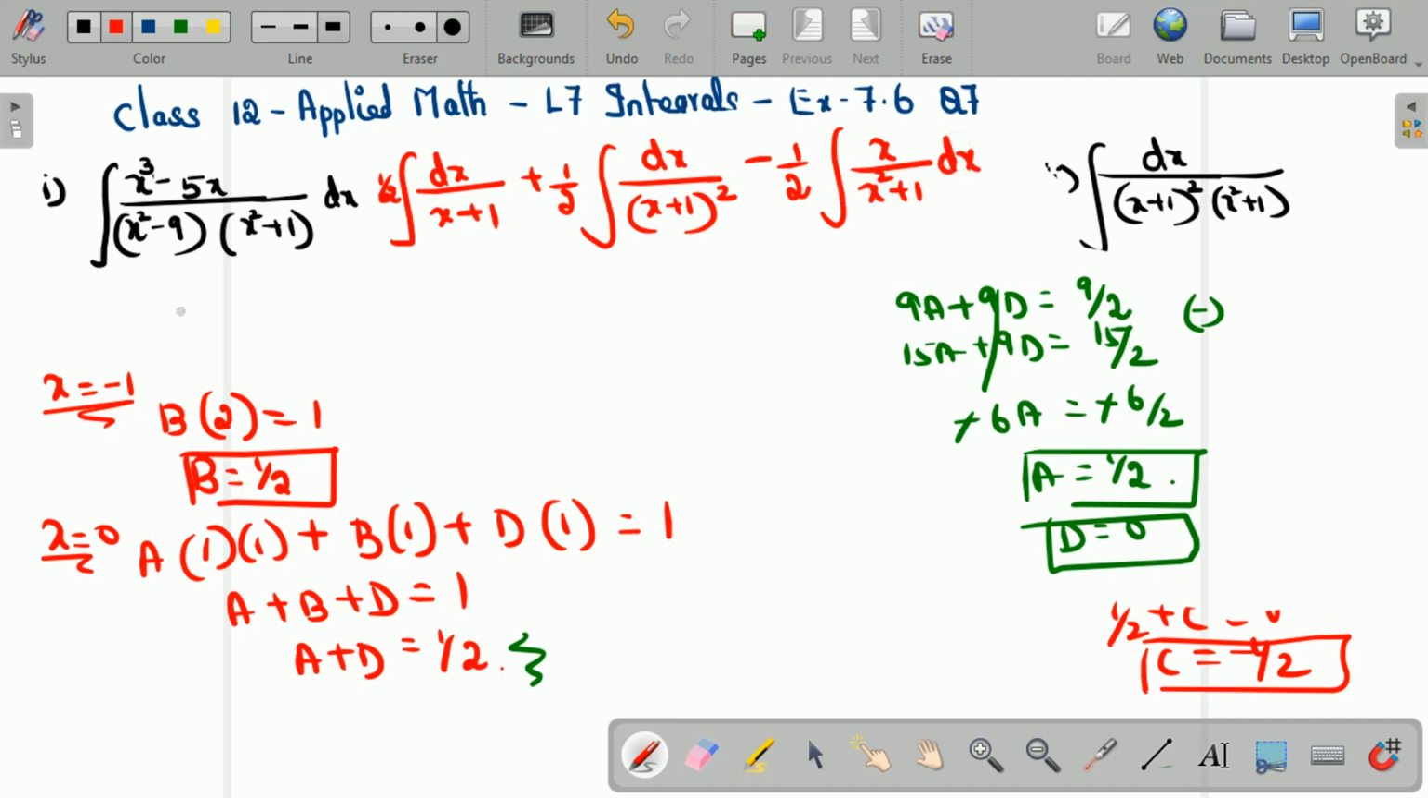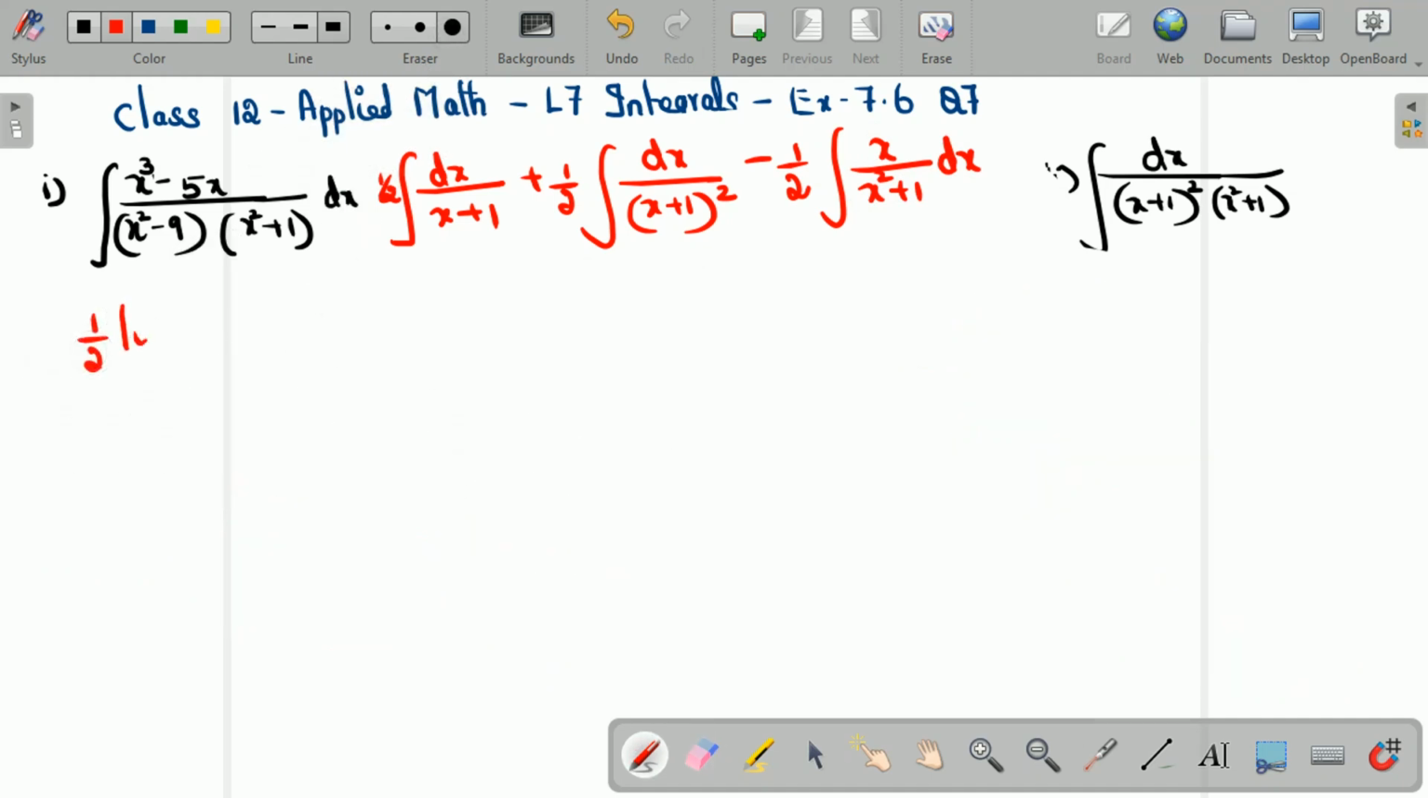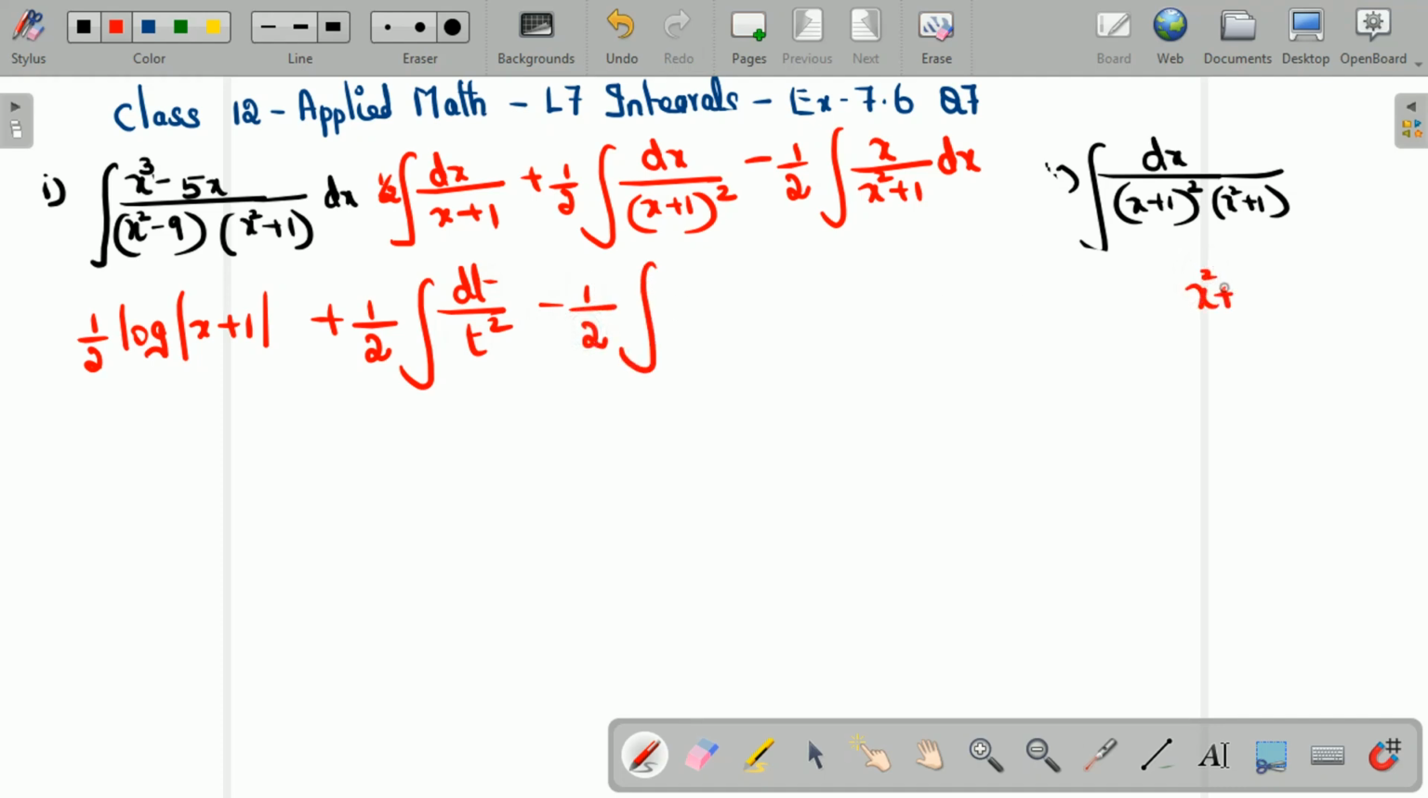Now in the first case it's direct integration, so let's do the integration. This is half into log of x plus 1 plus half into, this is going to be integral dt divided by t squared minus half into integral, this will become x square plus 1, if I'm going to put it as u, 2x dx is equal to du. So x dx is actually du divided by 2. So this is du divided by 2 by u. Now let's perform the integration.